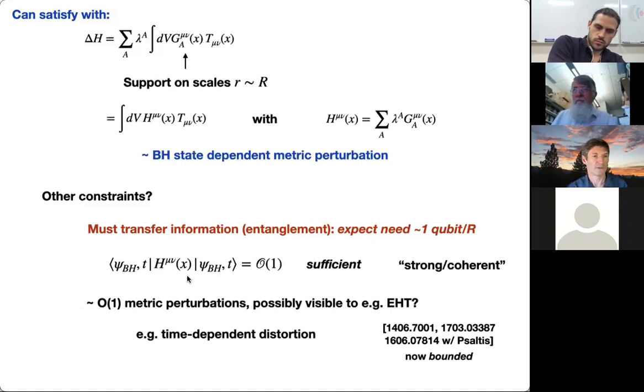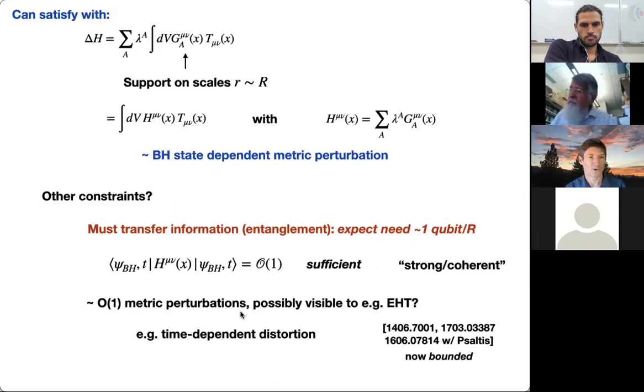One is if in the typical black hole state, these metric perturbations are of order 1, clearly that's sufficient. If you have an effective metric perturbation that's varying on scales of order R with the magnitude of order 1, then that can transfer enough information to the quantum state. That's what I'll call a strong or coherent scenario.